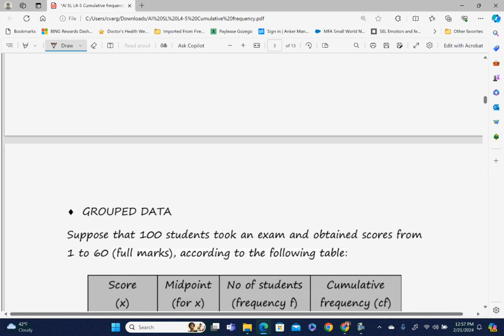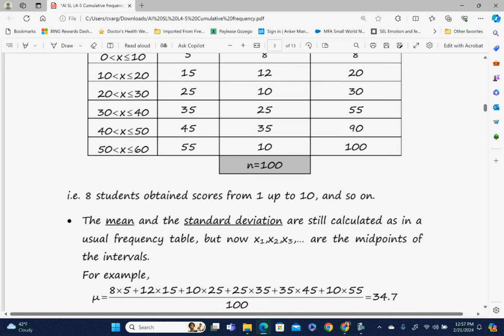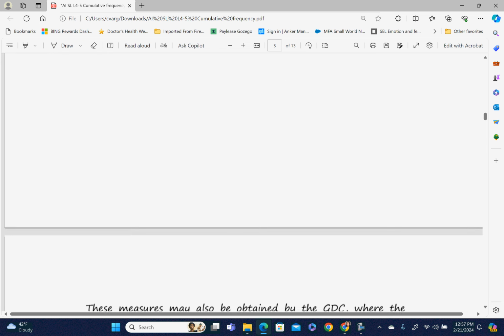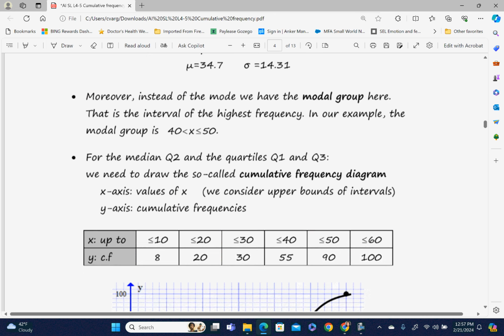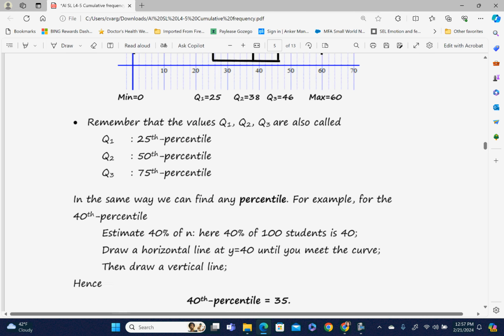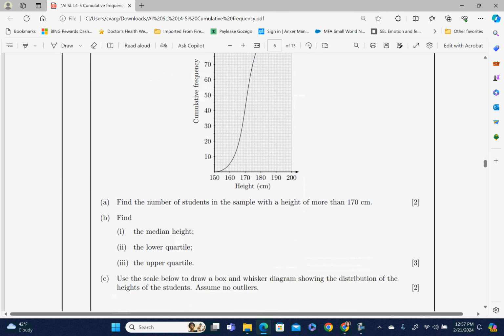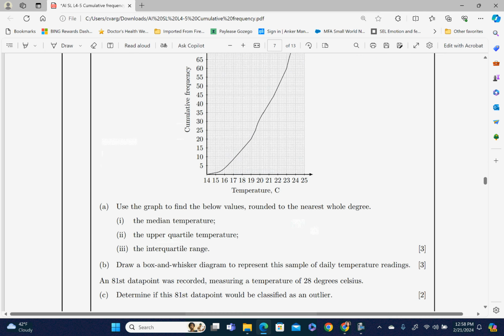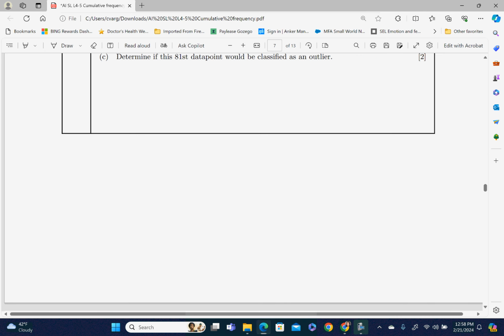There are some problems below here that you can take a look at and figure out. Pretty straightforward. And then we have a couple of problems over here that I'd like you to try. And then let me know what questions you have. Good luck.